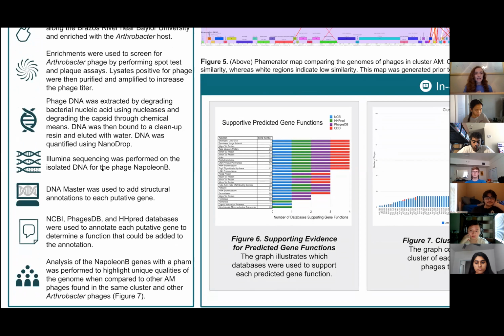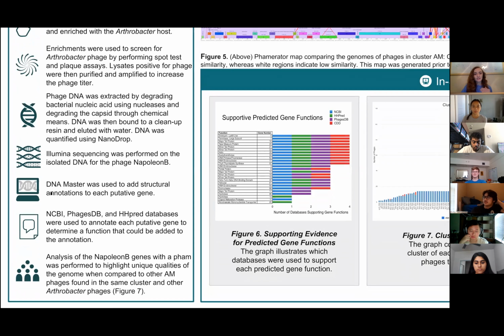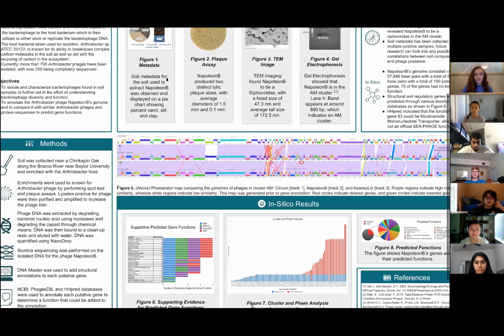Once our DNA was isolated and sent off for sequencing, we were able to use different computer programs such as DNA Master and all these different databases to determine its function. So let's look at our wet lab results.